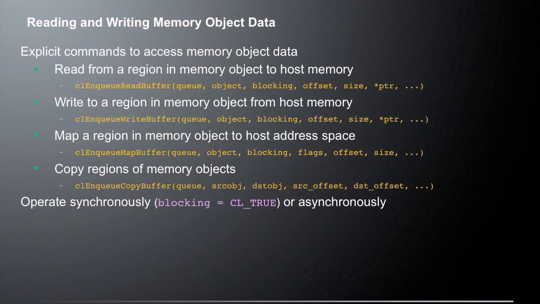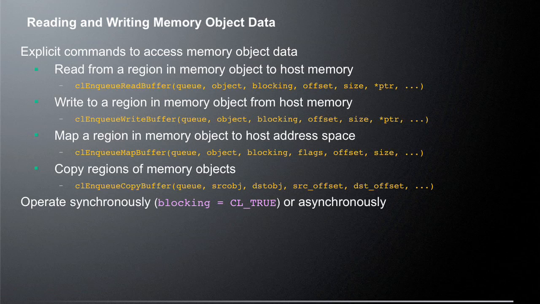Now that we've created these memory objects, we need to be able to get data into and out of them. There are special calls in OpenCL for reading and writing memory object data. Let's say we want to read data from a region in a memory object and put it in host memory. What we're going to use is the CL enqueue read buffer command. One quick note here: we're enqueuing this into our command queue. So the first argument is which queue we're doing this enqueue operation on. The next argument is the actual object we want to read from. The third argument is whether this is a blocking call or not. The next arguments are the offset into this memory, and then the size.